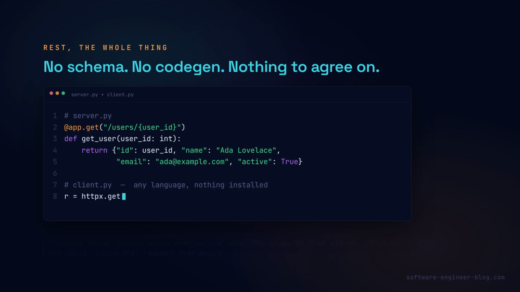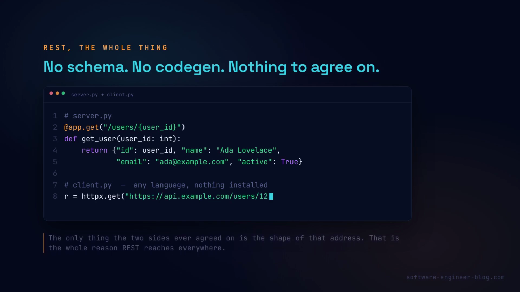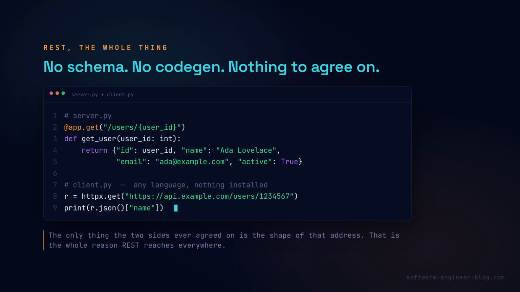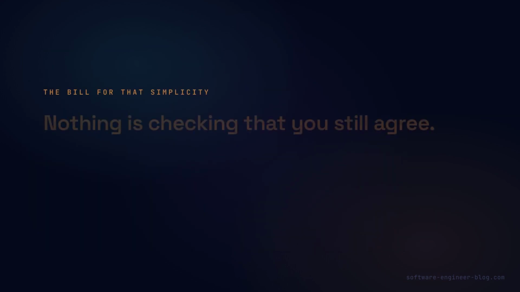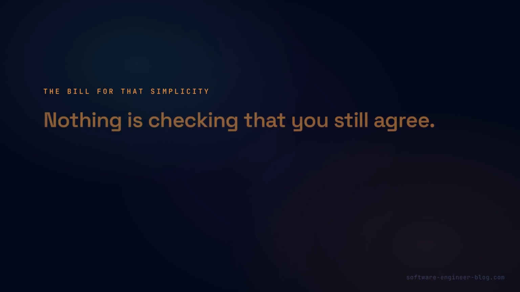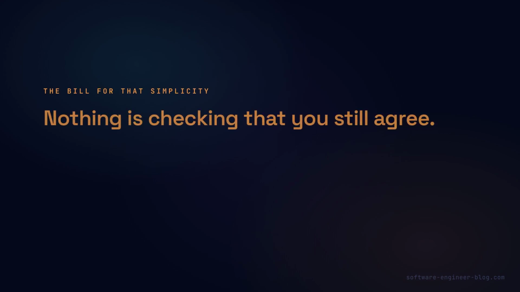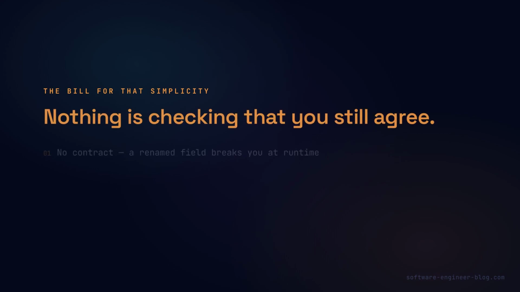Now notice what is missing. No schema, no generated code. Nothing the two sides had to agree on in advance except the shape of that address. And that is the trade you just made. You paid for the simplicity, you just never got an invoice for it. Nobody is checking that the server still sends a field called email. You find that out when your app breaks.